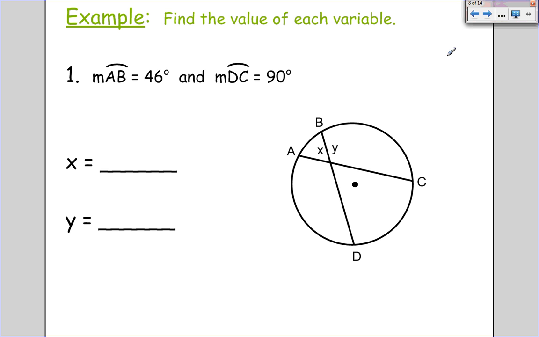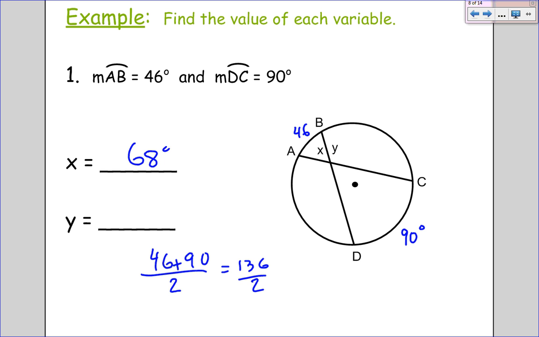All right, so let's try some out. For each of these, I want you to pause the video and see what you can do with it. So arc AB equals 46 degrees. Arc DC is 90 degrees. So the intercepted arcs for x are these two arcs. We're going to add them because it's on the inside. Inside angles get added. So we get 136 over 2, which equals 68 degrees for x. Now these two make a straight line, so 180 minus 68 gives you 112 degrees.